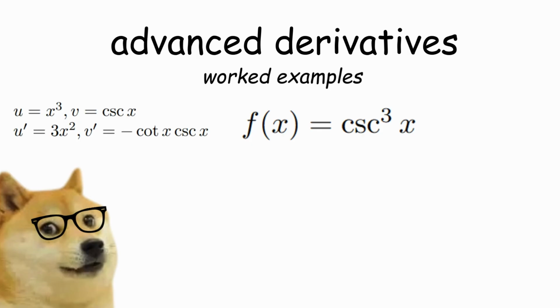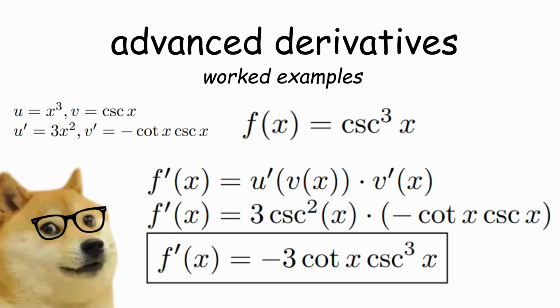So after we just differentiate our inner and outer functions, remember that cosecant is the reciprocal of sine, so you use the quotient rule to figure that derivative out. And then we can just plug straight into the chain rule, and we end up finding the derivative as -3 cotangent x cosecant squared x.